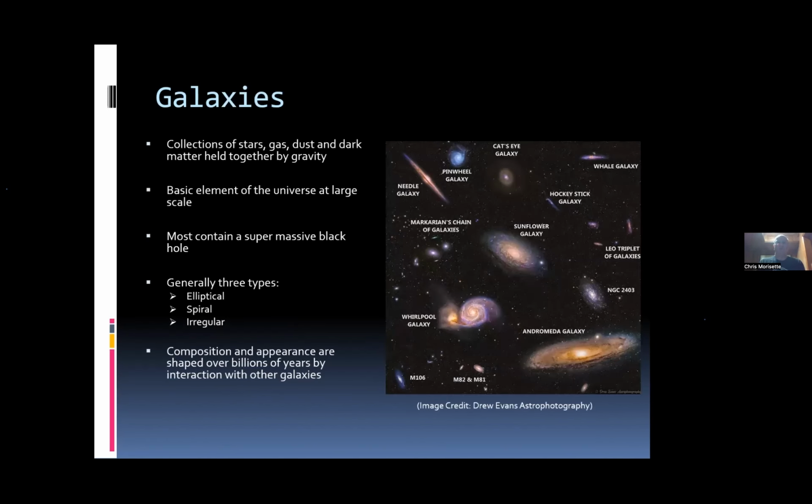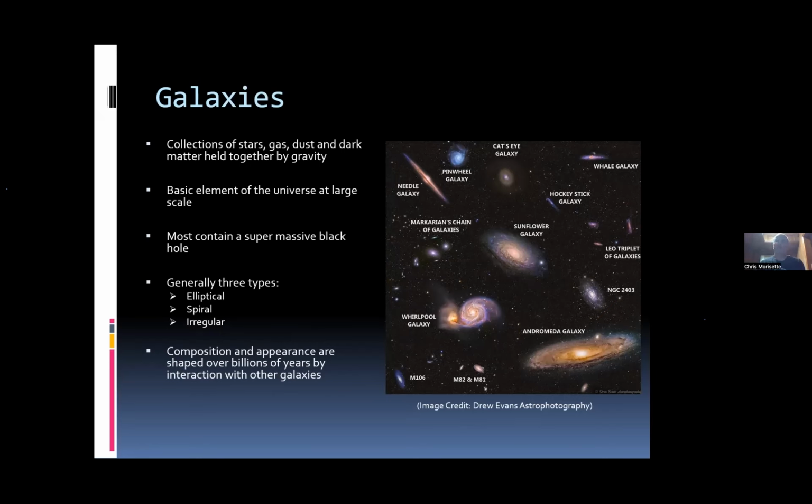So let's move on to galaxies. What are galaxies? Galaxies are a collection of stars, gas, dust, and dark matter held together by gravity. Unfortunately, I'm not going to delve into really much of any process behind their formation. Probably too broad of a topic for the time we have here tonight.